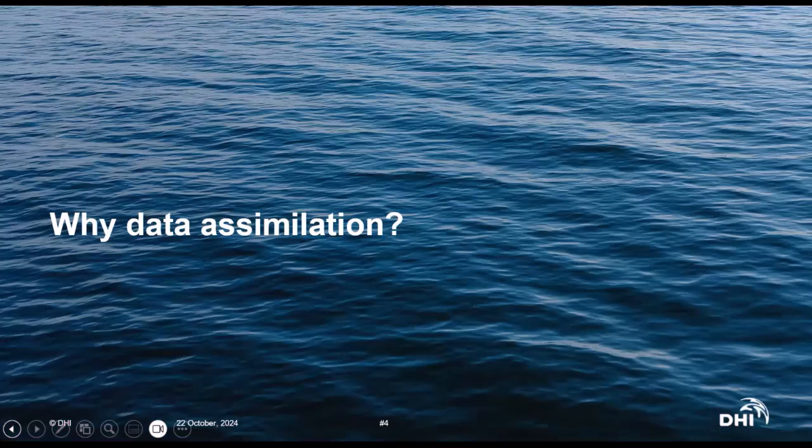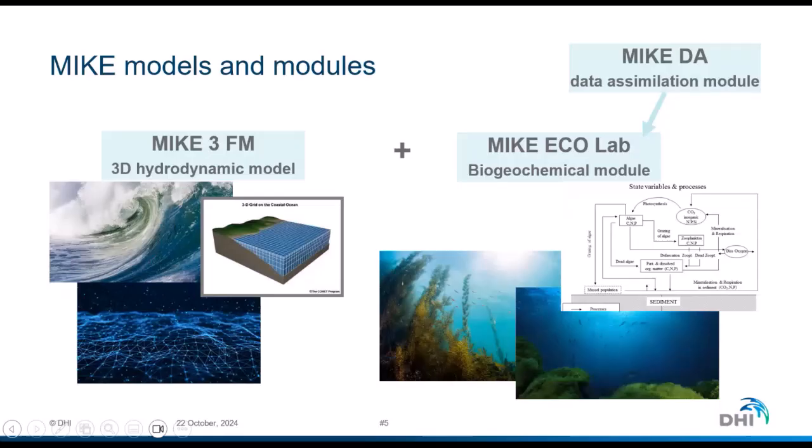Okay, so why do we use data assimilation? Before I answer that question, I would like to introduce the models that we are using. At DHI, we are working with biogeochemical modeling in marine waters all over the world. And when we say biogeochemical modeling or ecological modeling, we mean models that can describe the eutrophication processes such as phytoplankton blooms, oxygen depletion, and nutrient enrichment.